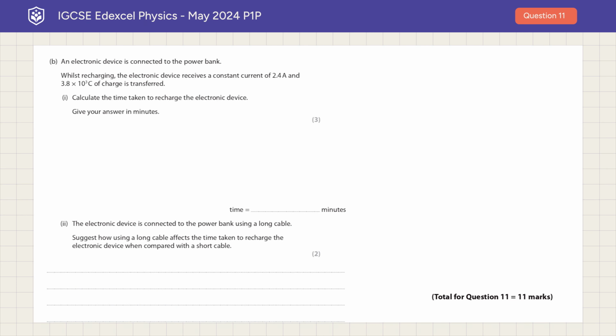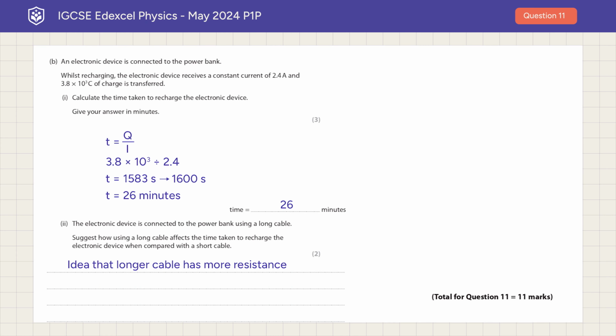For Part B, to find the recharge time, we use time equals charge over current. So 3.8 times 10 to the 3 coulombs divided by 2.4 amps gives us 1,583 seconds, which converts to 26 minutes. Next question asks about using a longer cable. A longer cable has a higher resistance, which decreases the current. Since time equals charge over current, a smaller current means a longer recharge time.